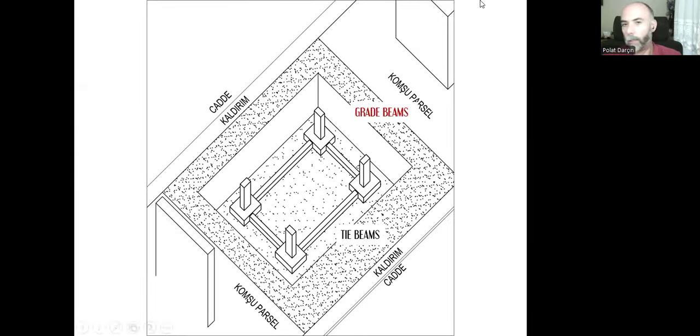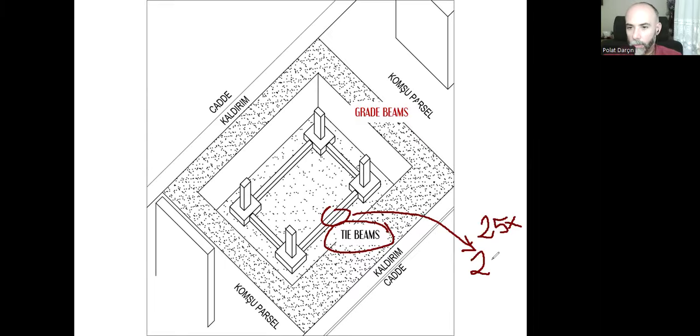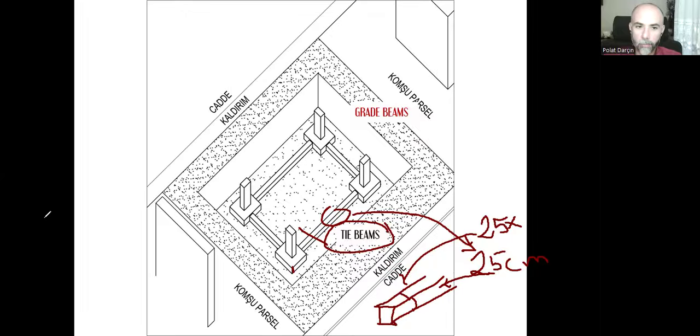Tie beams can be minimum 25 by 25 centimeters. It can be the minimum of the height of that footing. So if we have a section, that's what we will be looking at, a square section, 25 by 25 here. That's the minimum size for the tie beams.